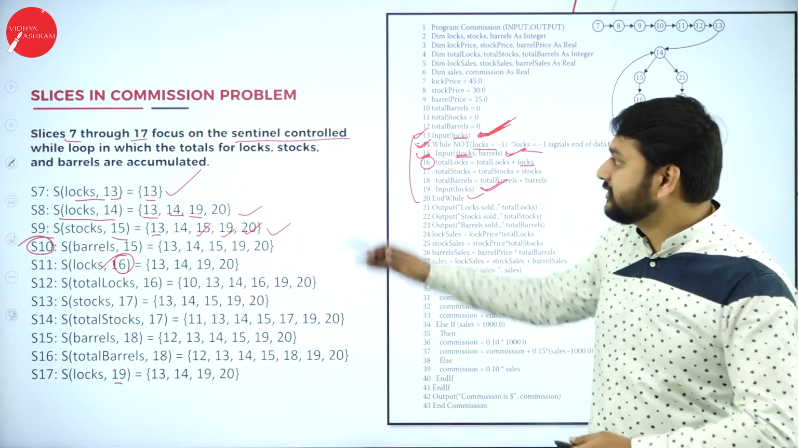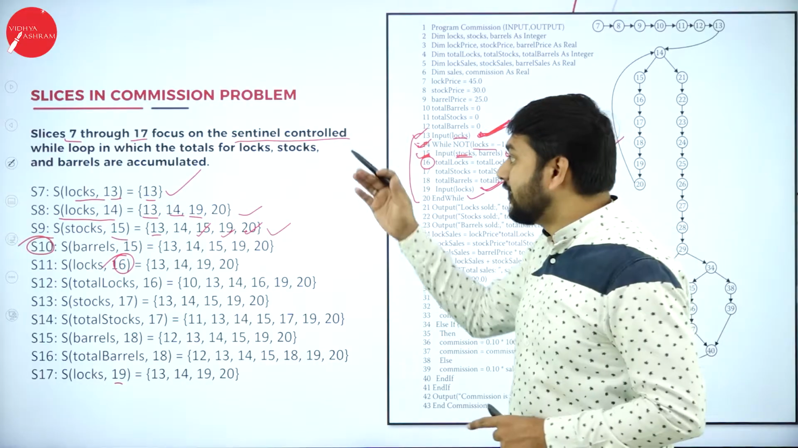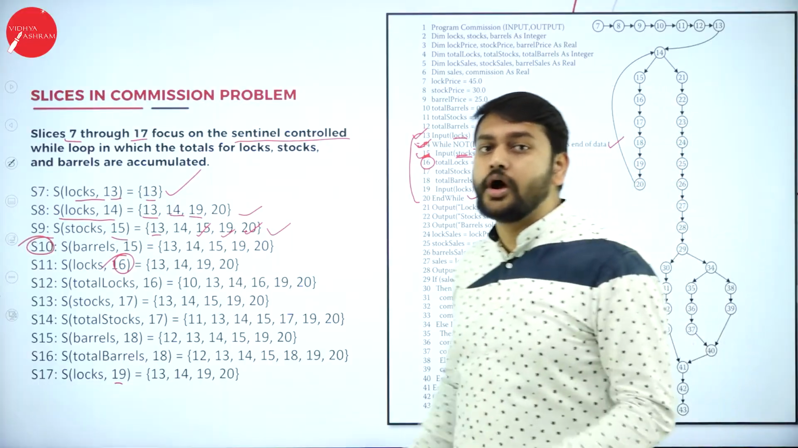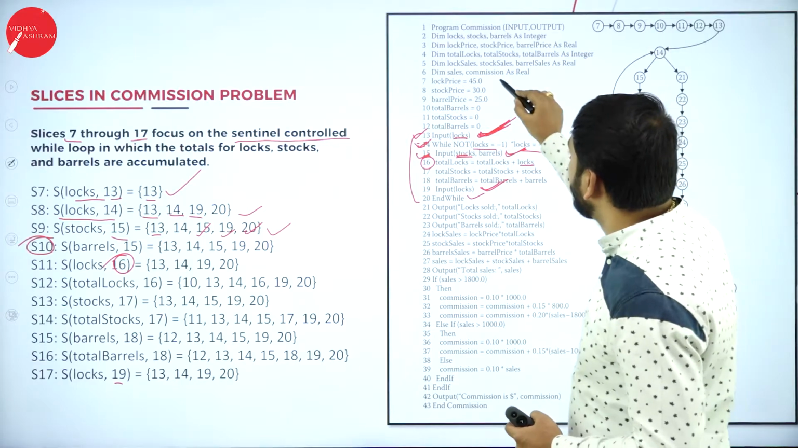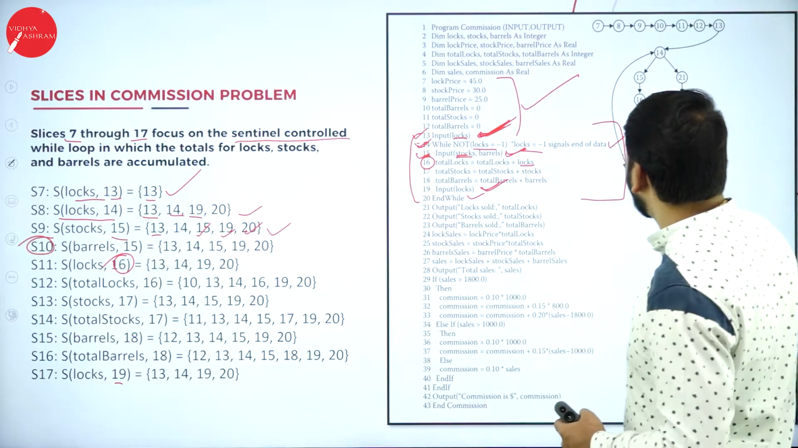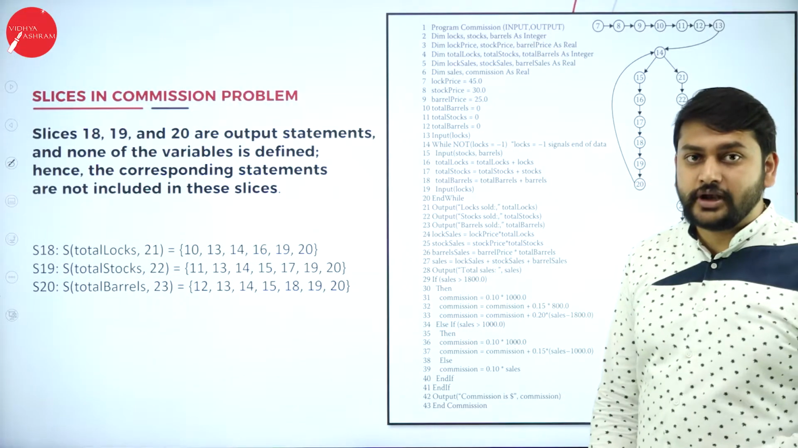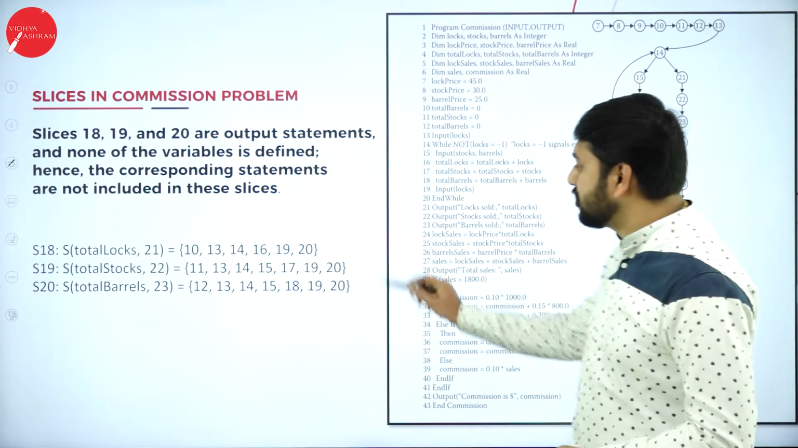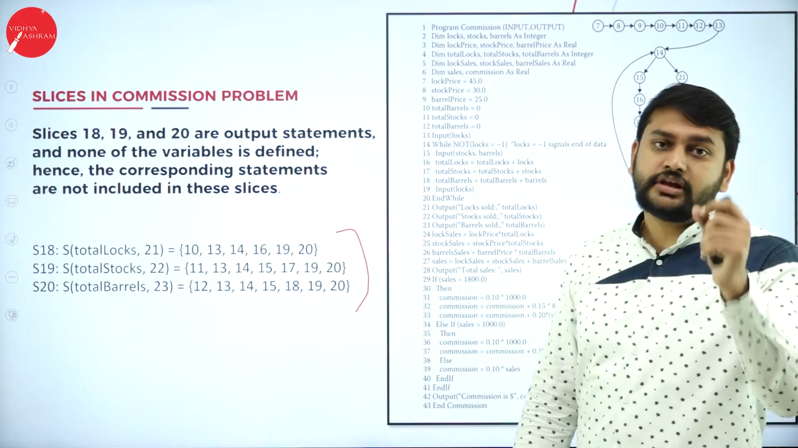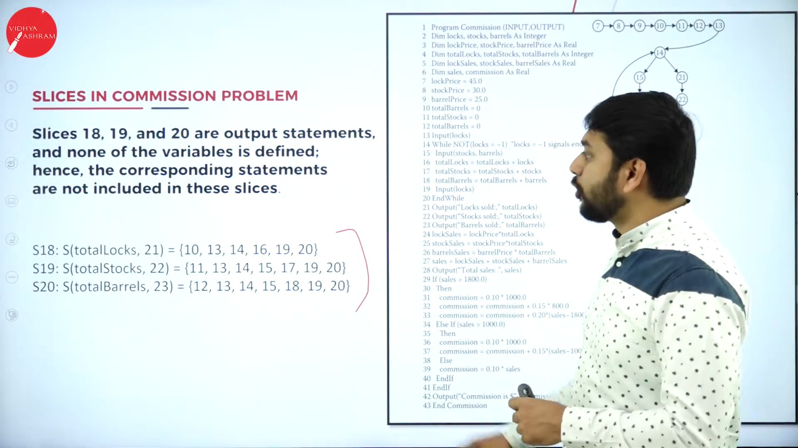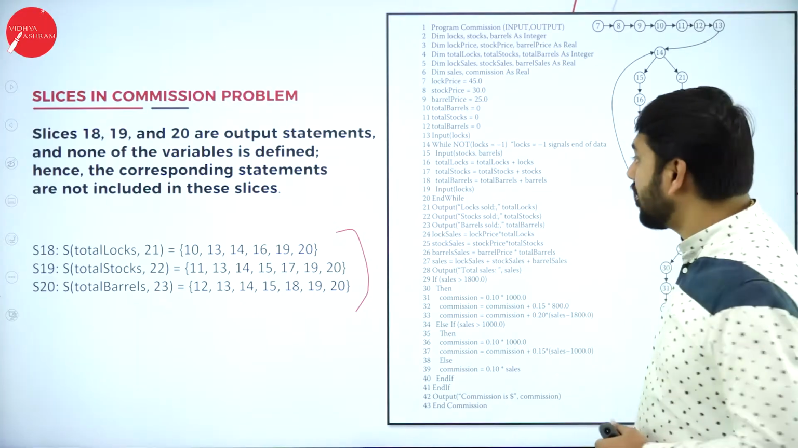All right. These are the different paths which start from 7 till 17, which mainly focus on the while loop, especially this part of the program. We are done with this one. Now we are moving on to the next part of the slices, that is output statements. S18, S19 and S20 mainly focus on output variables.